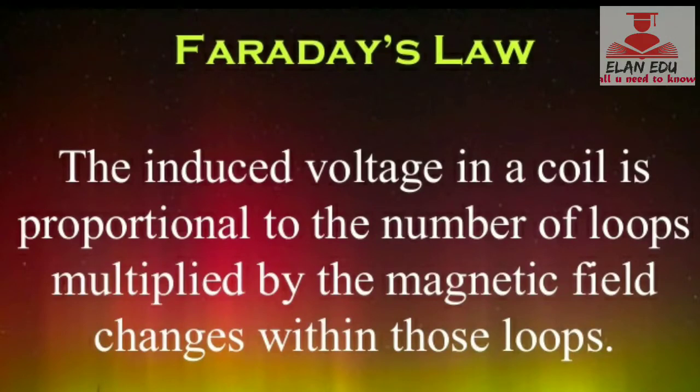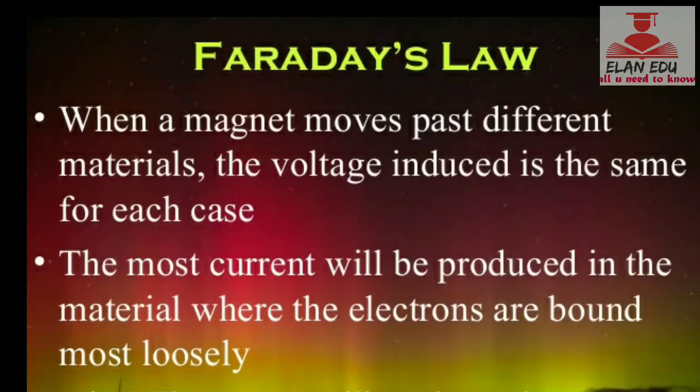Let us learn Faraday's law. It says the induced voltage in a coil is proportional to the number of loops multiplied by the magnetic field which changes within the loops. In Faraday's law, when the magnet is moved past different materials, the induced voltage will be the same for each material. The same holds for the current also. The most current will be produced in the material where the electrons are most loosely bound. That is, the magnet will produce a larger current moving past copper than any other material such as rubber.